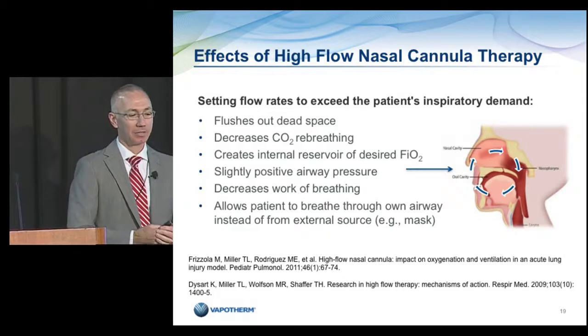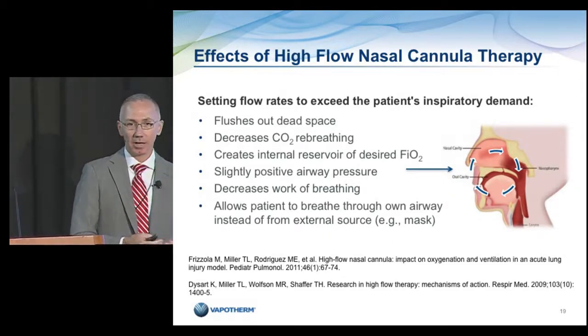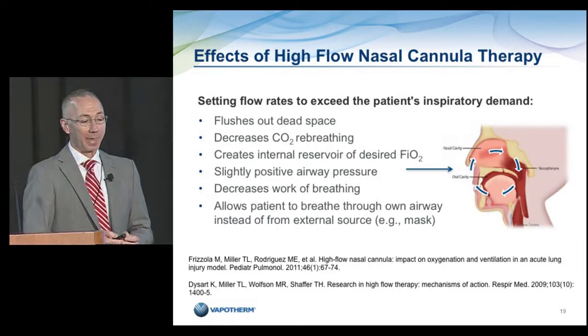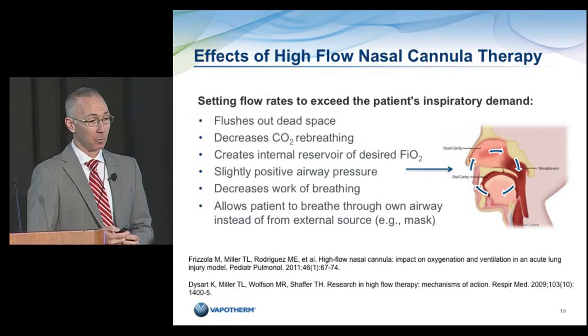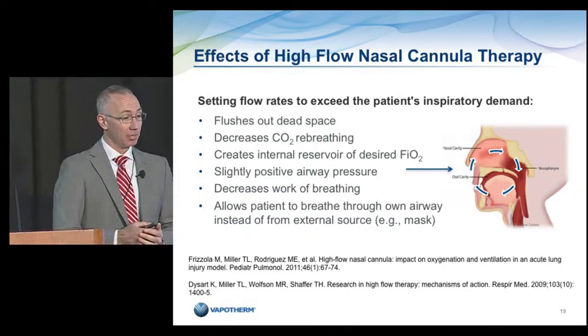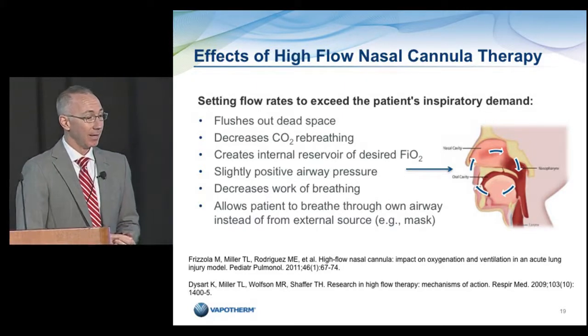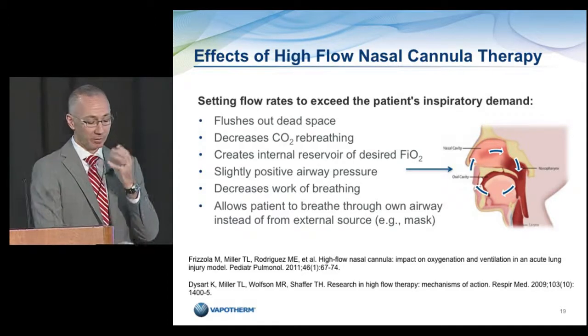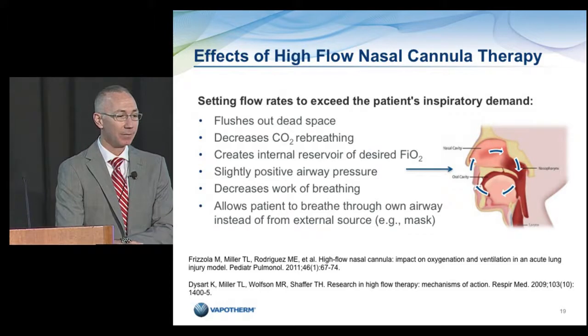I would say that under optimal conditions, you have a pressure of about 1 or 2 centimeters of water. So it's really not the main mechanism of why high-flow cannula work. But it does decrease work of breathing, and it allows the patient to breathe through his or her own airway without the need of an external source, such as a mask.